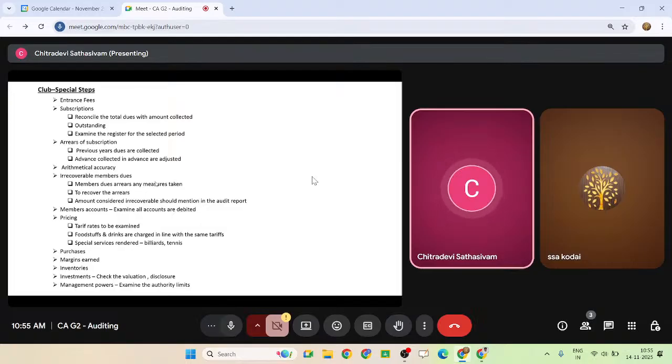Now coming back to the club, inventories you have to verify. And the management power, same thing: whoever the concerned person having authority. And same thing with investments; you have to check whether that club is having some investments. If so, you have to disclose that.